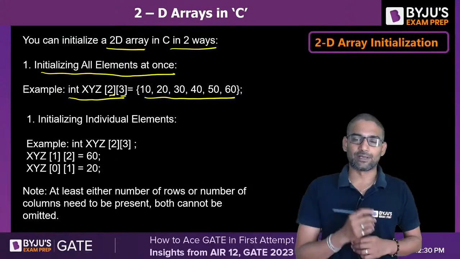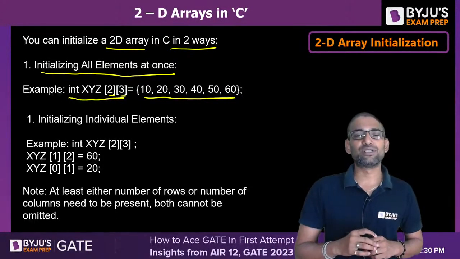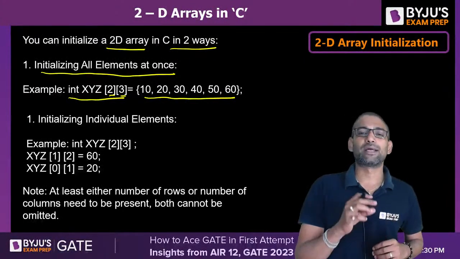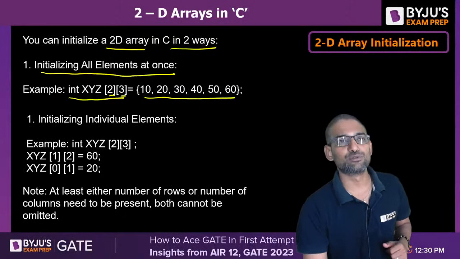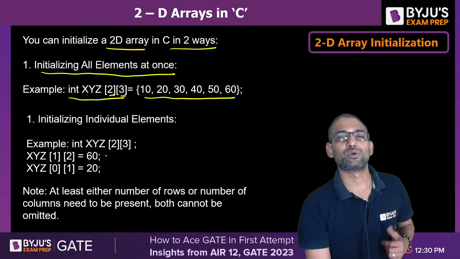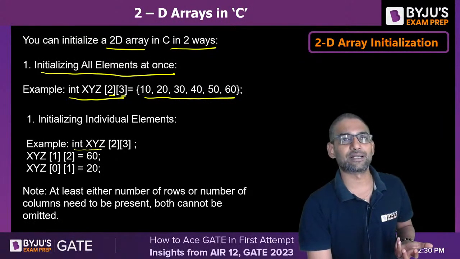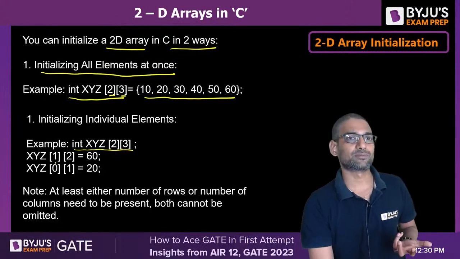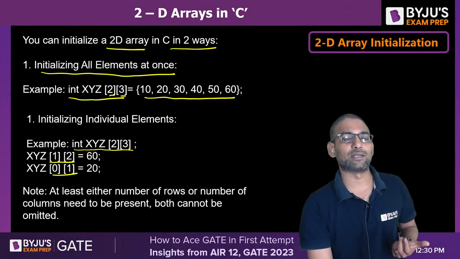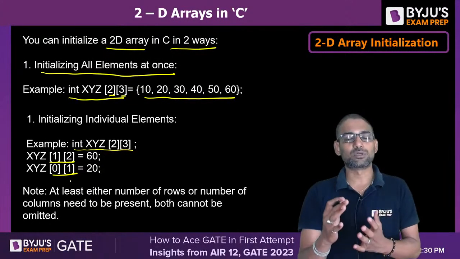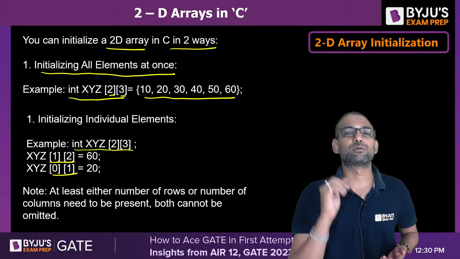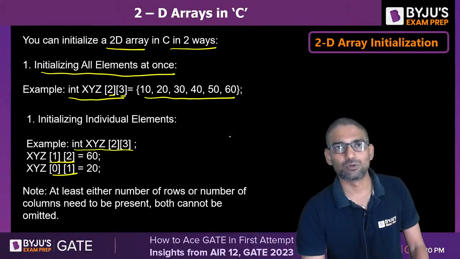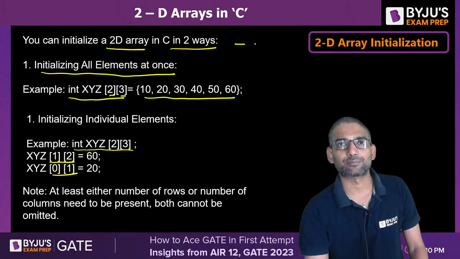This is one way. No sir, I don't want to initialize all the values. I would like to give selected values. Then you can use the index. Suppose you have created an array of 2 rows, 3 columns. I would like to give only 2 values. Row 1, column 2 value I would like to give 60. Row 0, column 1 value I would like to give 20. So only those 2 values.